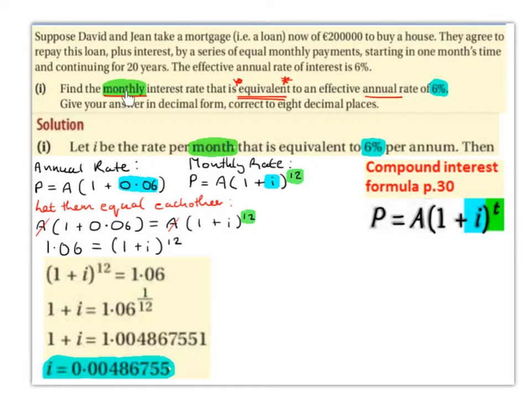Part 1. Find the monthly interest rate that is equivalent to an effective annual rate of 6%. Give your answer in decimal form, correct to 8 decimal places.